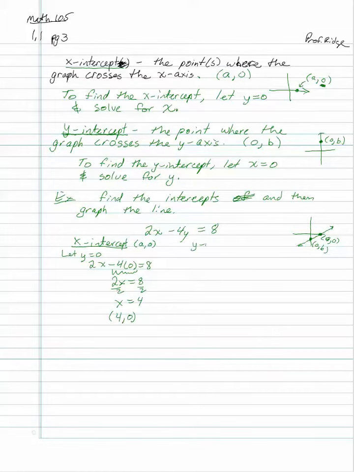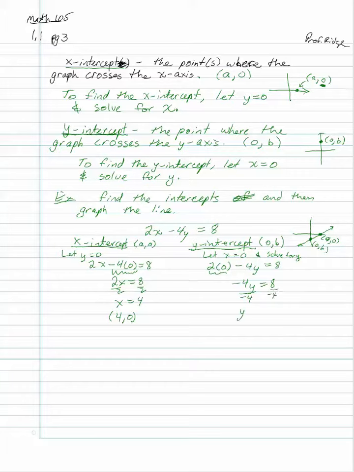Now for the y-intercept, do the same thing, except switch it around. We know it's (0, some number) for y. So again, y-intercept, I'm looking for y, so we're going to let x equals 0. And we're going to solve for y. So we put in 0 for the x. And again, that term is going to go away, so we got negative 4y equals 8 divided by negative 4.